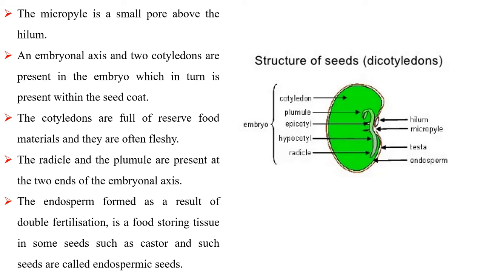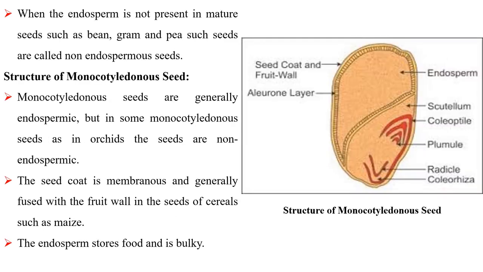The endosperm formed as a result of double fertilization is a food storing tissue in some seeds such as castor, and such seeds are called endospermic seeds. When the endosperm is not present in mature seeds such as bean, gram, and pea, such seeds are called non-endospermous seeds. Structure of monocotyledonous seed.